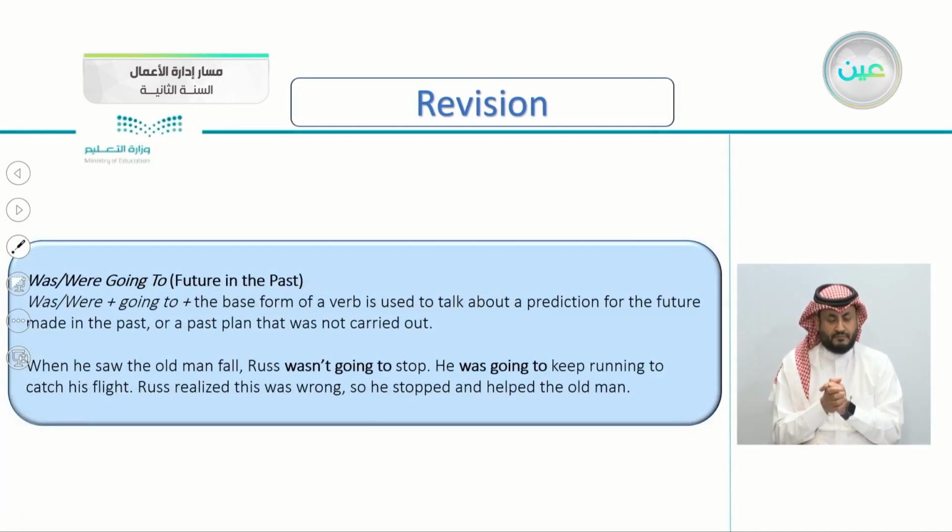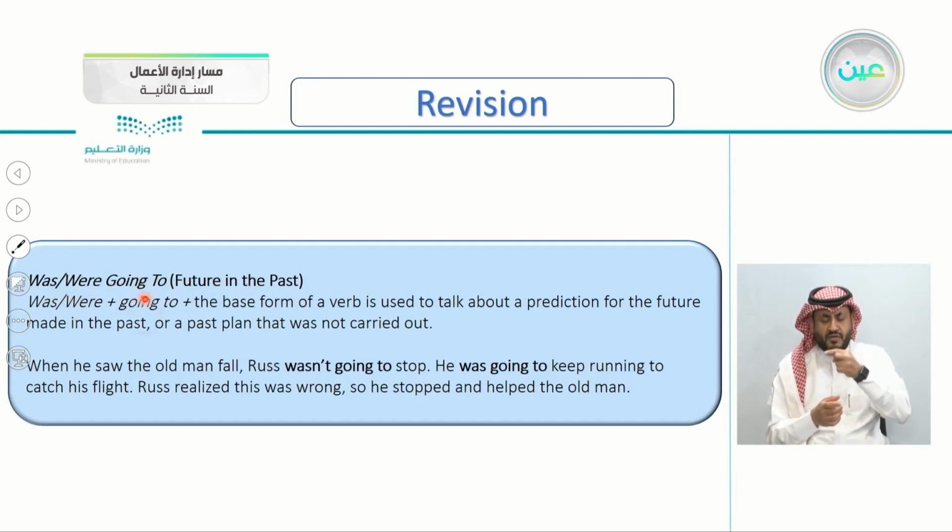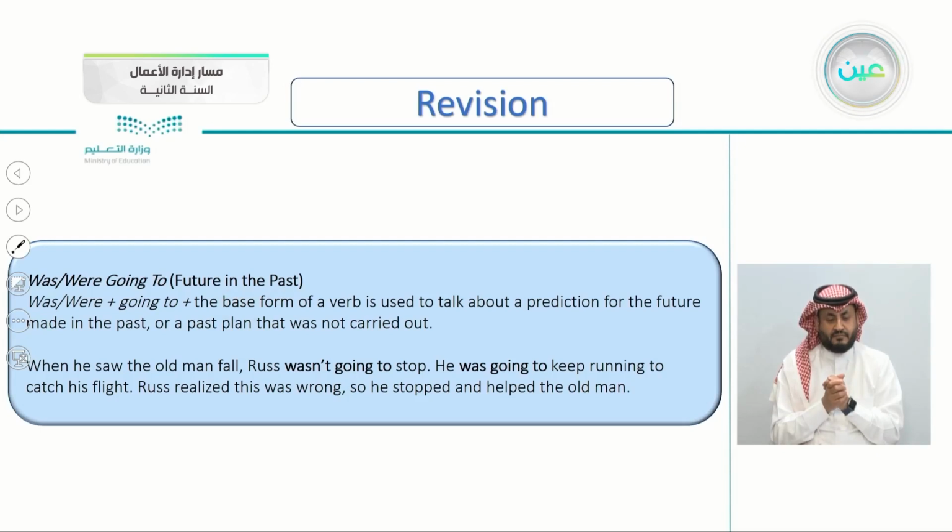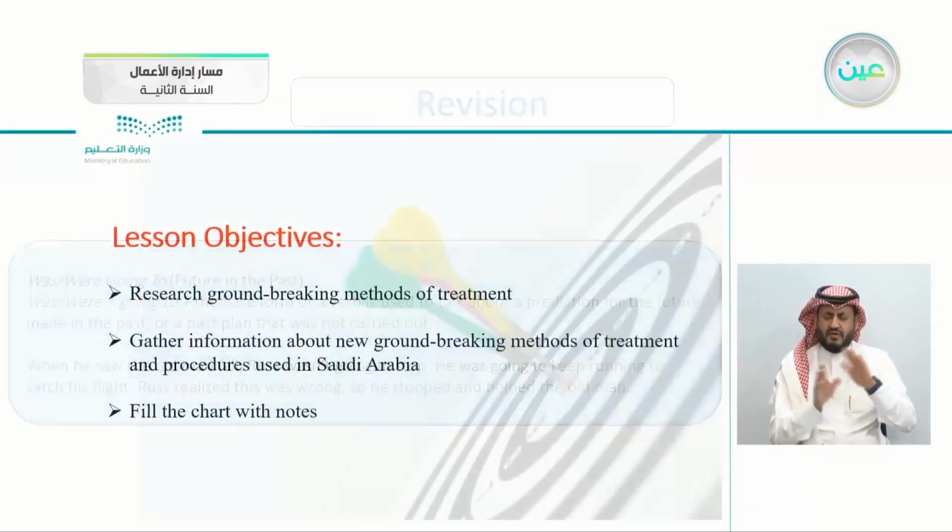Of course, we also learned about was or were going to, future in the past, when we were talking about the future in past events. The form here is was or were plus going to plus the base form of the verb. I was going to help him. I was going to pay, for example, and so on, to talk about future plans in the past.